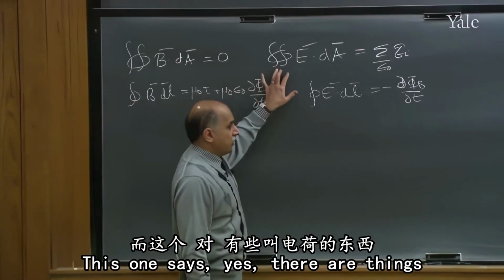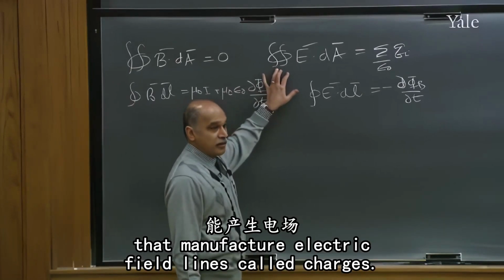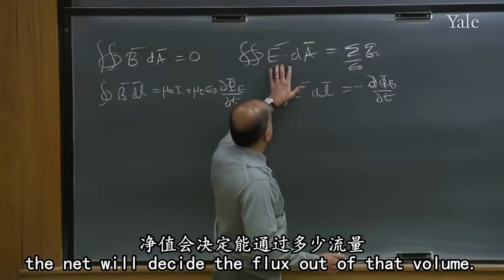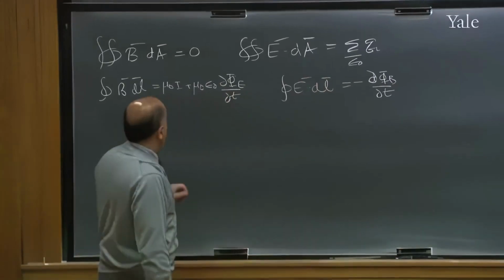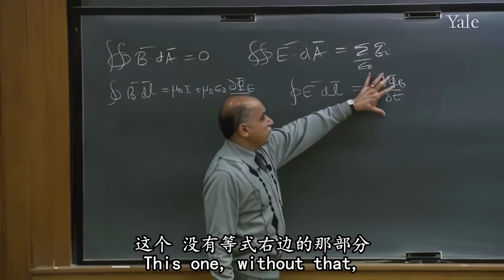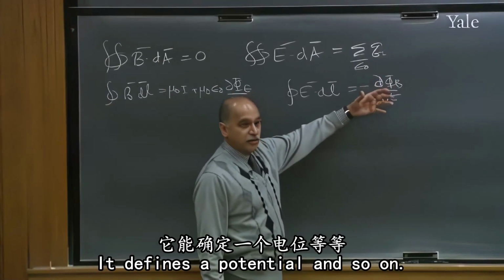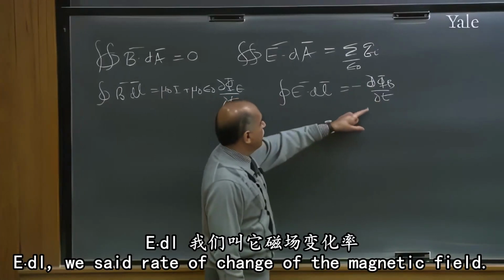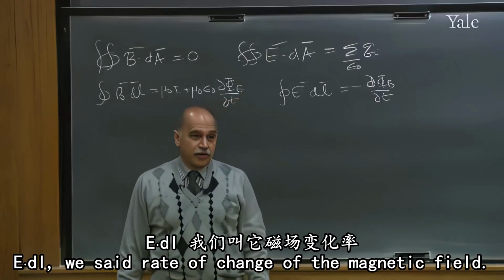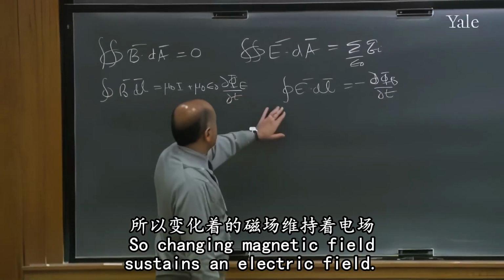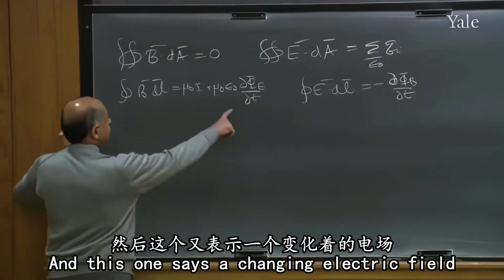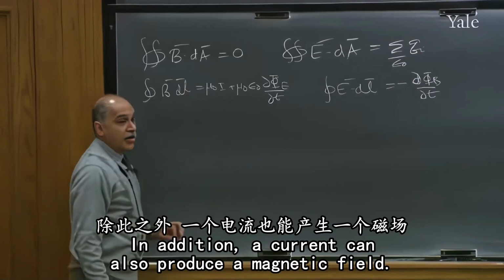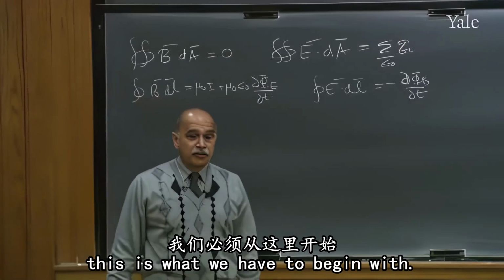This one says, yes, there are things that manufacture electric field lines called charges. They make them and they eat them. And depending on how many got in a volume, the net will decide the flux out of that volume. This one, without that extra term, used to say the electric field is a conservative field, it defines a potential and so on. But then we found in the time-dependent problem, E dot dl is the rate of change of the magnetic flux. So a changing magnetic field sustains an electric field. And this one says a changing electric field can produce a magnetic field. In addition, a current can also produce a magnetic field. This is what we have to begin with.